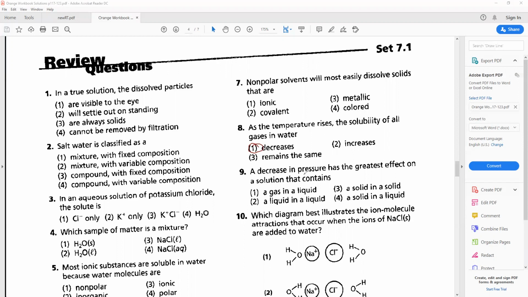A decrease in pressure has the greatest effect on a solution that contains... Now, pressure affects gases only. So I'm going to eliminate liquid in a liquid, solid in a liquid, solid in a liquid, and the answer is gas in a liquid. So a decrease in pressure has the greatest effect on gases. Therefore, gas in a liquid.